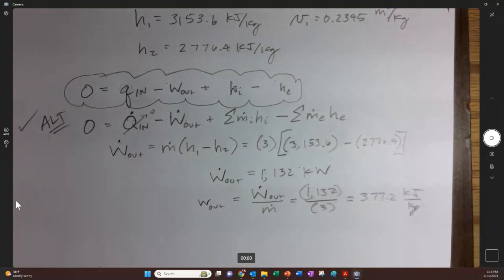I was going to ask if we're always able to just assume that the thing is going to be insulated to cancel out the Q. If it doesn't say otherwise, do we just assume it's insulated? Exactly right. Yes. Okay, perfect.